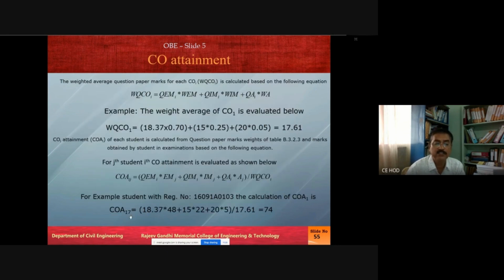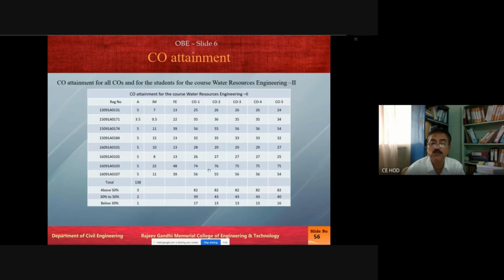Here I have calculated like this, sir. For that student, 16091A0103, 18.37 is the percentage of marks of end exam. He got 48 marks. 15% of mid exam, he got 22 marks in the mid exam, and 20% assignment percentage, and 5 marks he got. So totally divided by the weighted average of CO1, he got a CO attainment of 74. This is the one I'm showing here. He got 74 as CO1 attainment. That example I have shown, sir.